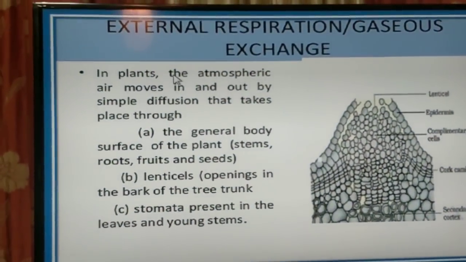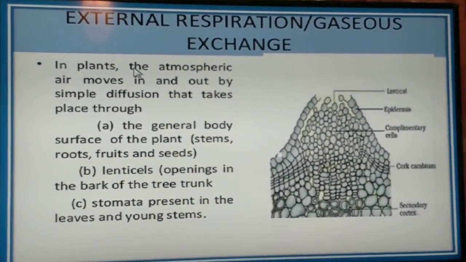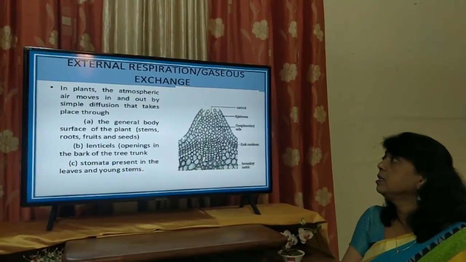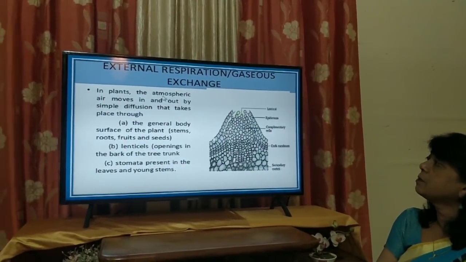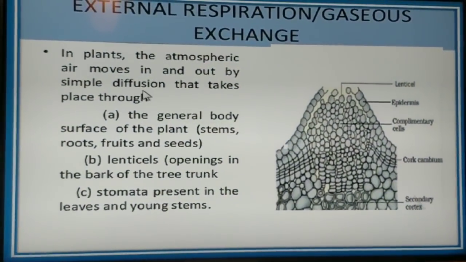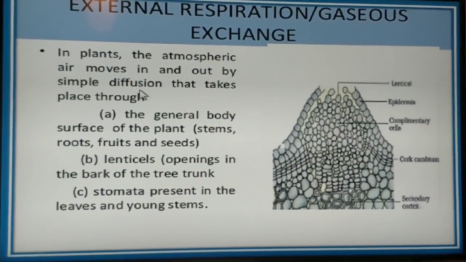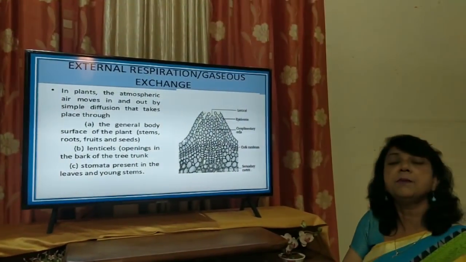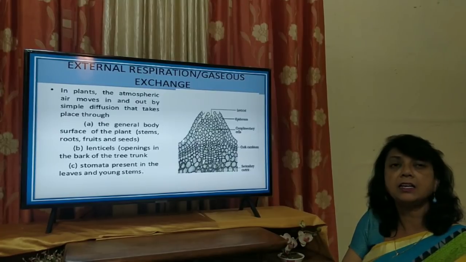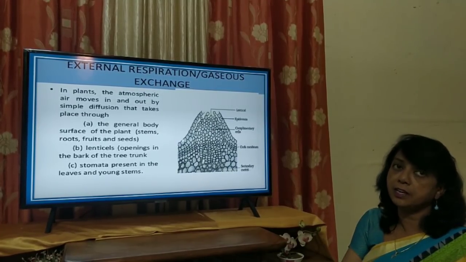Now, how does gaseous exchange take place in plants? In plants, the atmospheric air moves in and out by the simple diffusion method. That means simply the oxygen gas is taken in and carbon dioxide is given out.